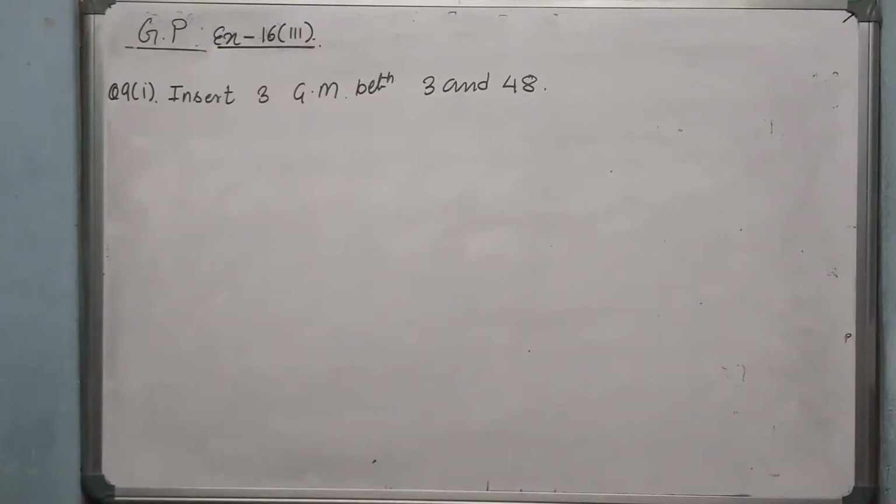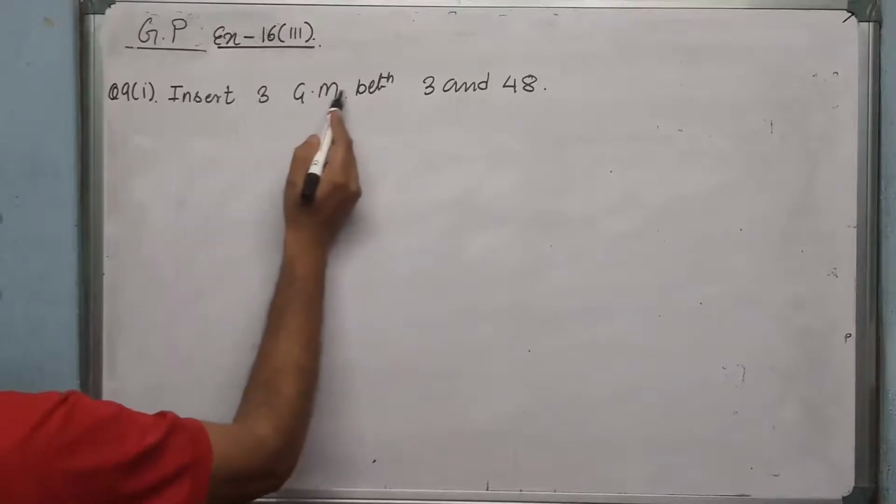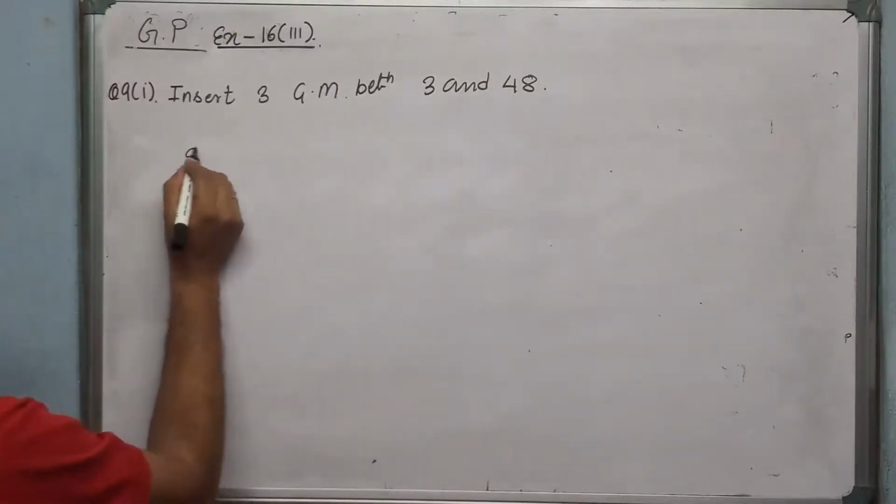Next question is question number 9.1. Insert 3 geometric means between 3 and 48. In between 3 and 48, you have to write 3 different terms. I did this kind of question in AP, and the same method I'll apply here. Insert 3 geometric means between 3 and 48.